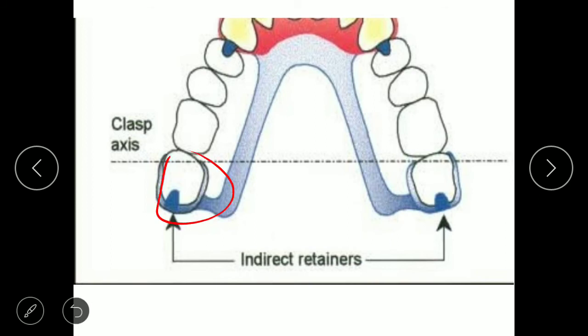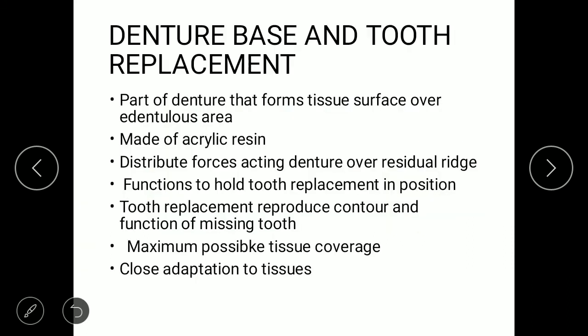This one is indirect retainers. It is always attached to the direct retainers. It is useful in assisting against displacement and also has various functions. The main line involved is the fulcrum line, and the lever principle is used here.